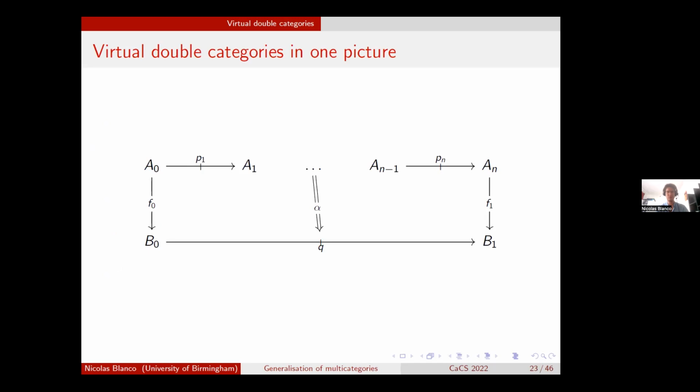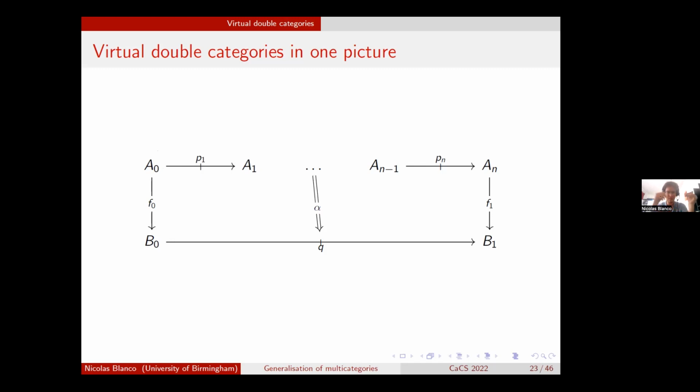So I will also give virtual double categories in one picture. So this represents a two cell in a virtual double category. A virtual double category has objects. It has vertical maps between objects, horizontal maps between objects, and two cells that go from a list of horizontal maps into one horizontal map, along some vertical maps. And so you want the objects and vertical maps to form a category. You want identity two cells and composition of two cells, but you don't ask for composition of horizontal cells.